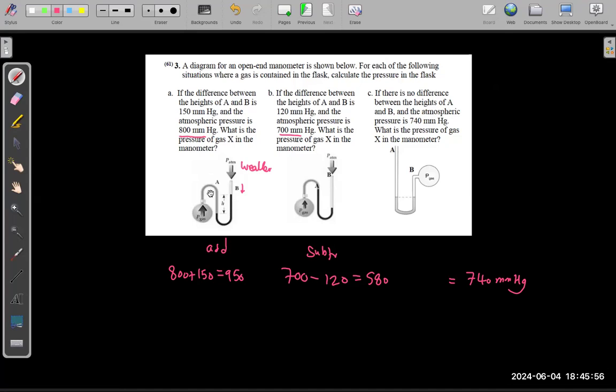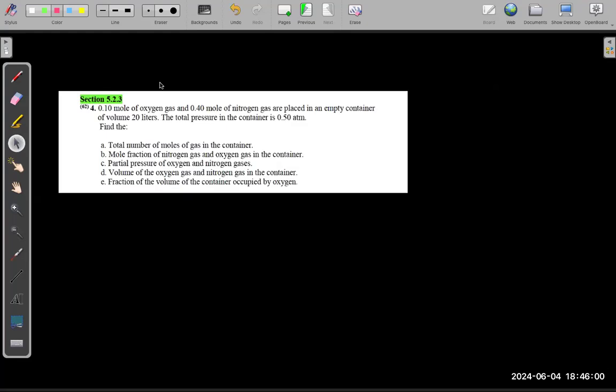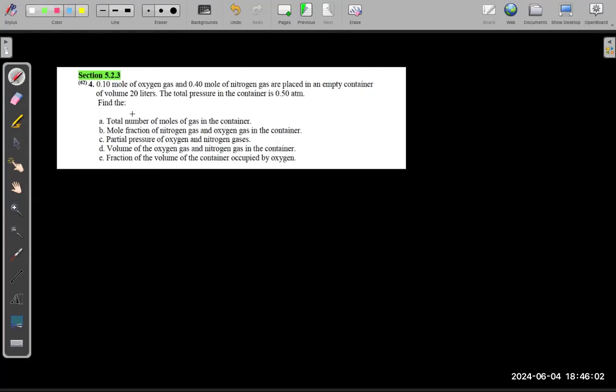And in the other problems, like in section 5.23, the type of questions is telling me that the mole of oxygen gas and mole of nitrogen gas are placed in an empty container of volume 20 liters. The total pressure in the container is 0.50. The total number of moles of the gas is equal to what? The mole fraction is equal to what? The partial pressure of oxygen and nitrogen gas is equal to what? And the volume of oxygen gas is equal to the fraction of the volume of the container occupied by the oxygen.